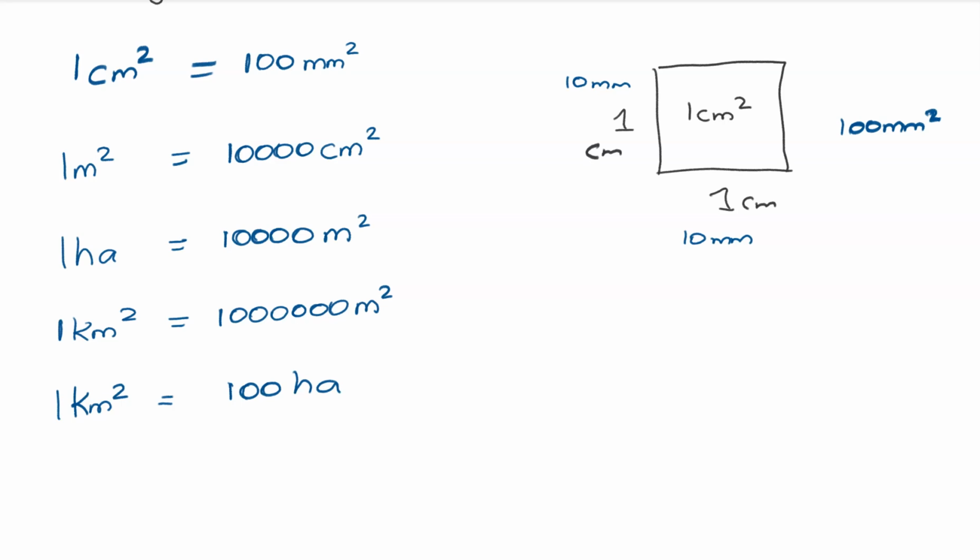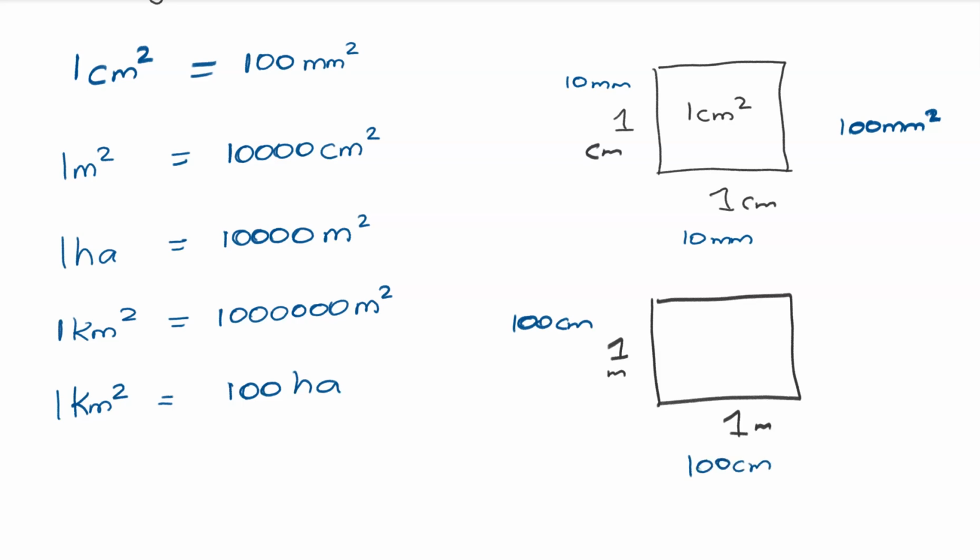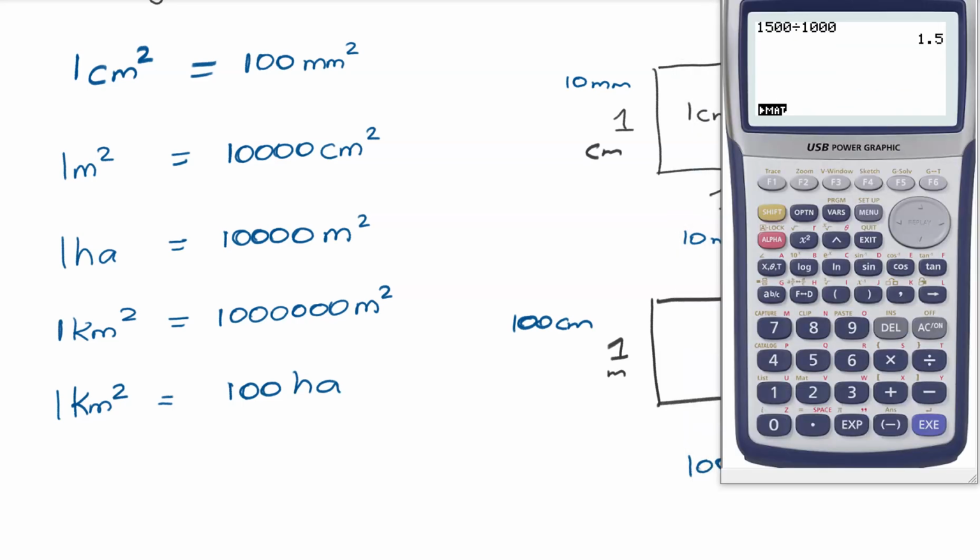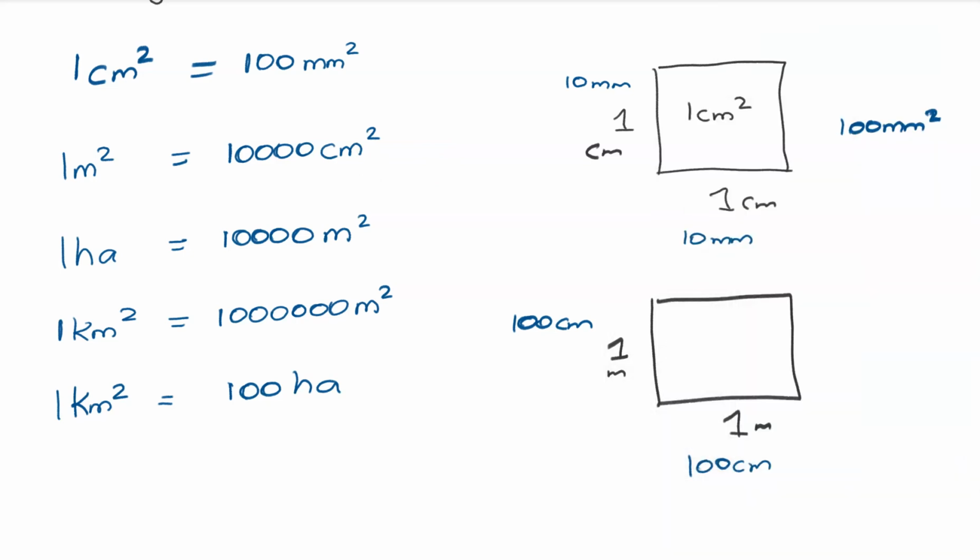Again, looking at 1 meter squared. So 1 meter squared is just length 1 meter by 1 meter. Well, let's convert that to centimeters. If we convert meters to centimeters, that becomes 100 centimeters, and this becomes 100 centimeters. What we could do is find the area. We can go 100 times 100 is equal to 10,000. So we get the area for this in centimeters is 10,000 centimeters squared.